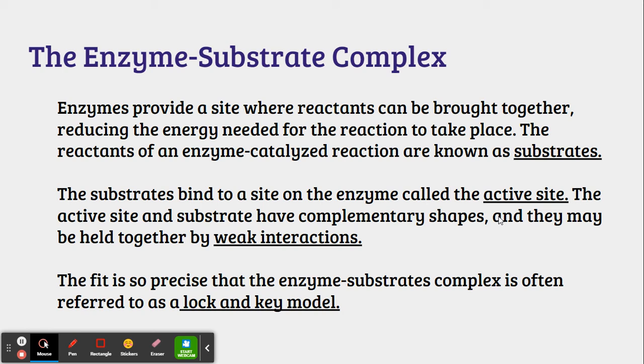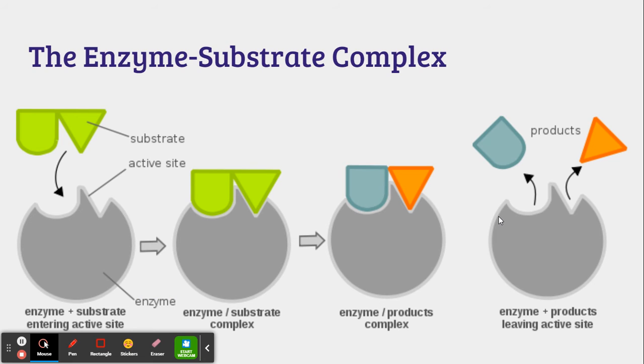Substrates will bind to a site on the enzyme called the active site. It is the active site and substrate that will have complementary shapes, meaning they will fit together like a puzzle piece. And they are held together by weak interactions. Sometimes we can even call it a lock and key model because their fit is just so precise. So here is what we mean.